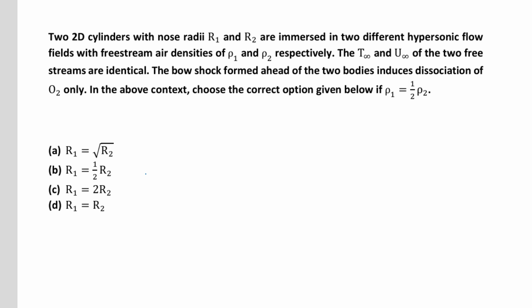Now we will see the other problem. Two 2D cylinders with nose radii R1 and R2 are immersed in two different hypersonic flow fields with free stream air density of rho 1 and rho 2 respectively. The T infinity and U infinity of these two free streams are identical. The bow shock formed ahead of the two bodies induces dissociation of O2 only. In the above context, choose the correct option given below if rho 1 equals half rho 2. Option A, R1 equals under root R2. Option B, R1 equals half R2. Option C, R1 equals 2 R2. And option D, R1 equals R2. So what will be the correct answer for this?